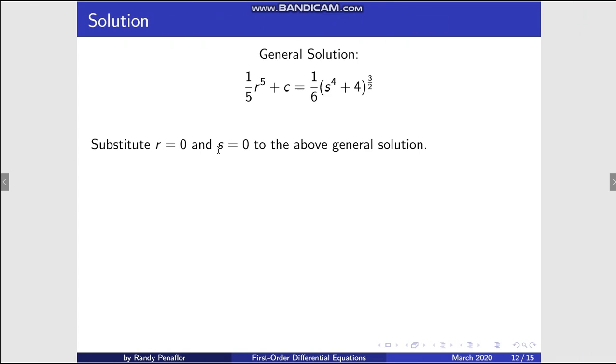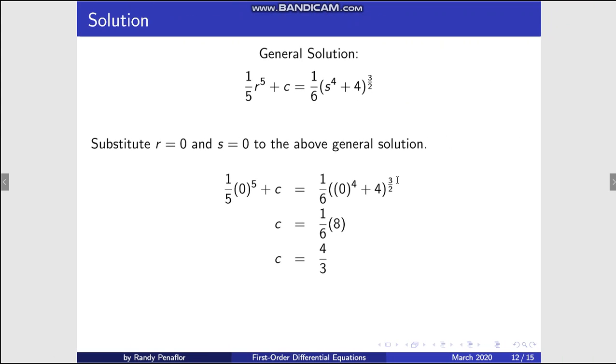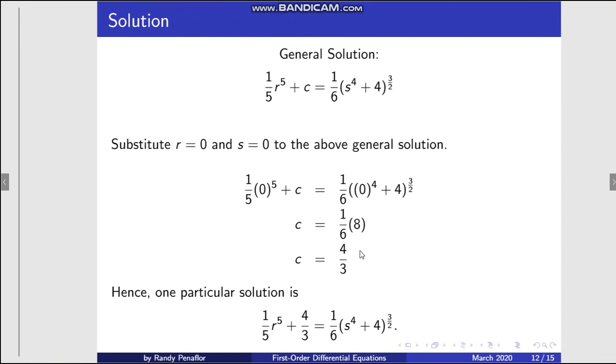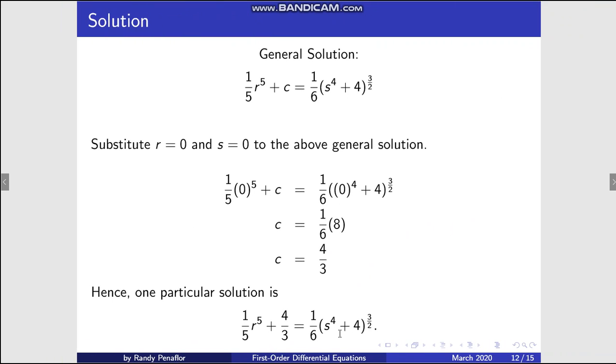Substituting r equals 0 and s equals 0 into this general solution gives us c equals 4/3. Now replacing this c by 4/3 will give us this particular solution. This is our particular solution: 1/5 r to the 5th power plus 4/3 equals 1 over 6 times the quantity s to the 4th plus 4 raised to 3/2. This completes our solution for example 3.